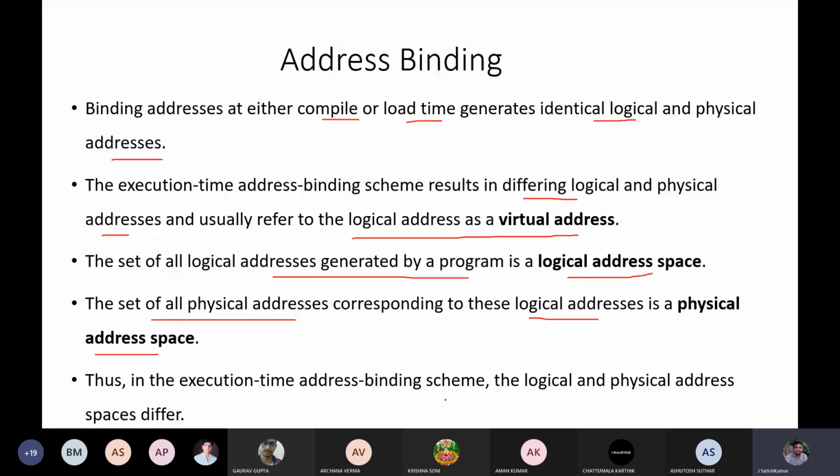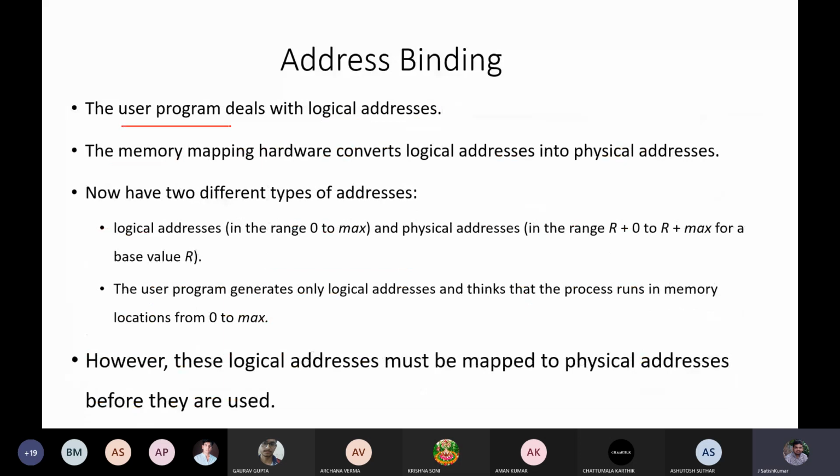They both are different. Whenever a user is writing a program, usually he deals with logical addresses. The memory mapping hardware, the memory management hardware, converts this logical address into physical address. We have two types of addresses.